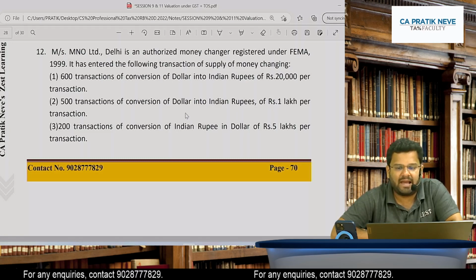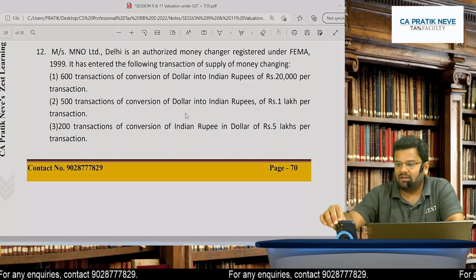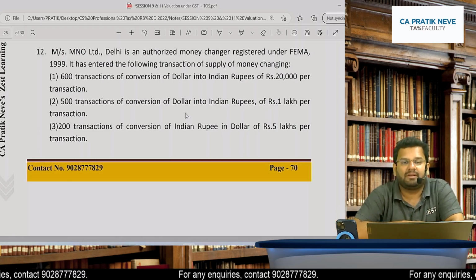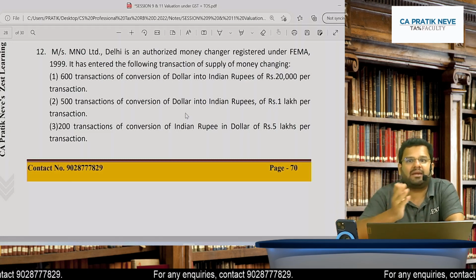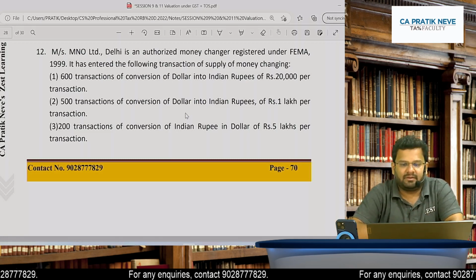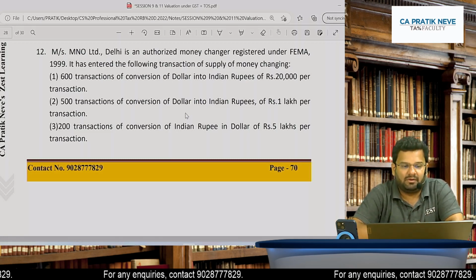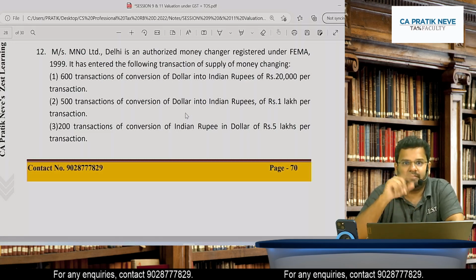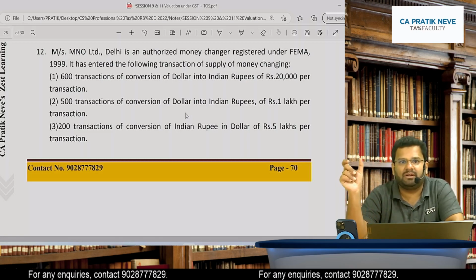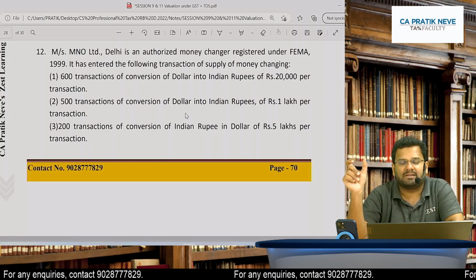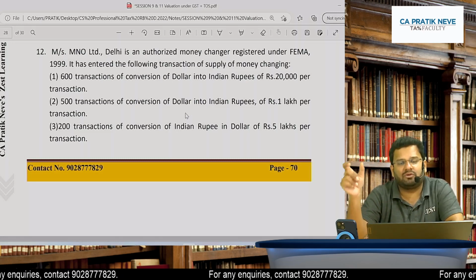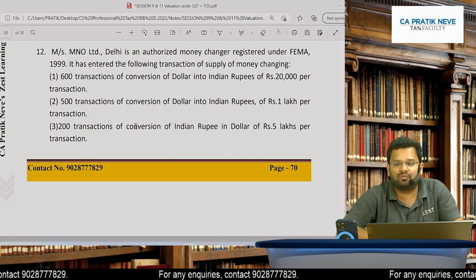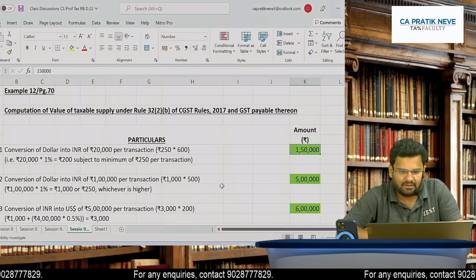Next, 500 transactions of conversion of dollars into rupees, of rupees 1 lakh per transaction. Now we are going to 1 lakh per transaction. So 1 lakh into 1%, that will be 1000. 1000 or 250, whichever is of course higher. So 1000 per transaction. So 1000 into 500.